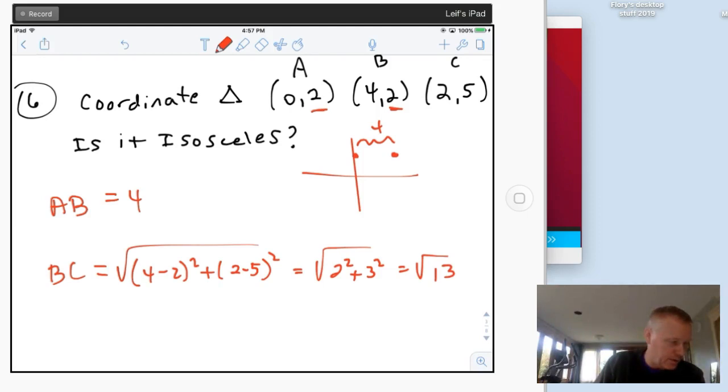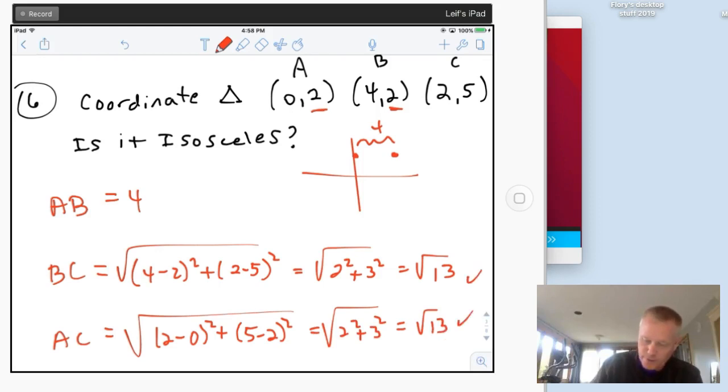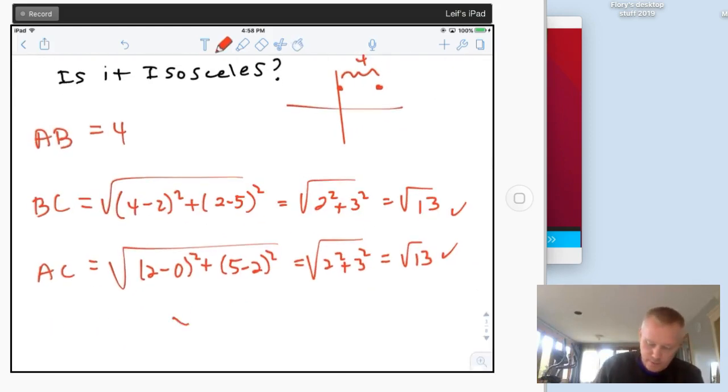And then if I'm looking at the other side, which would be AC, I'm going to go from 2 minus 0 squared plus 5 minus 2 squared. Once again, 2 squared plus 3 squared, that's √13. So these two are the same, so yes, isosceles.